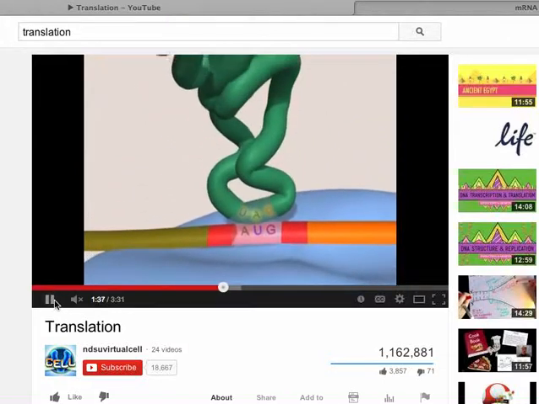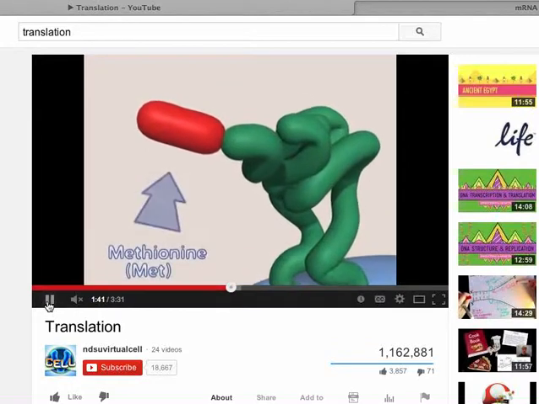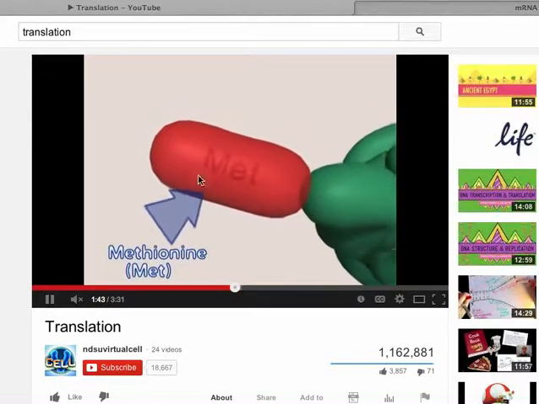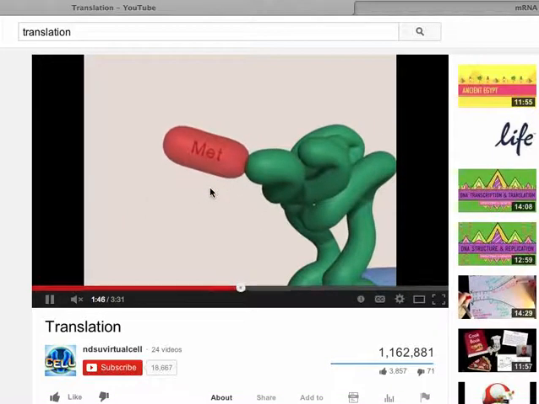So that's the matching up, and it's actually going to show it getting going. This is just one type of amino acid, which it's showing you, which is really nice.